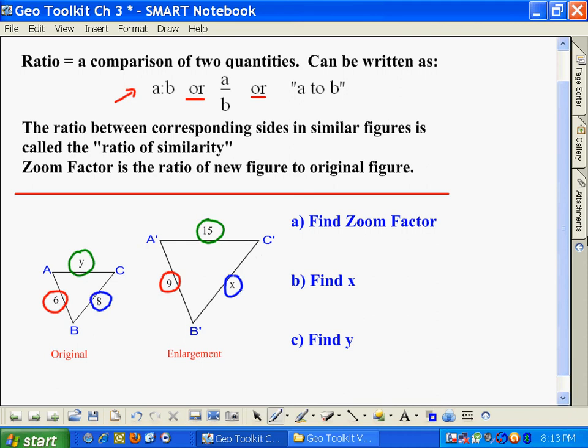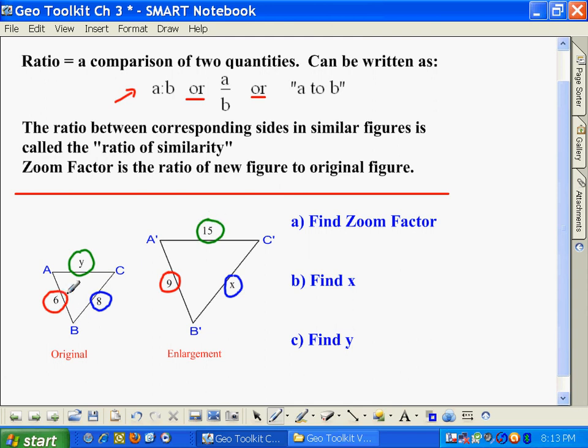The first thing we want to do is figure out what the zoom factor is. As it says up here, it's the ratio of the new figure compared to the original figure. So we look at these corresponding sides and see in which case we have numbers for both. It's the one circled in red here, 6 and 9. If we look at the blue ones, it's 8 versus X, or Y versus 15, and in those cases, both of them aren't numbers. We're looking for the numbers here.